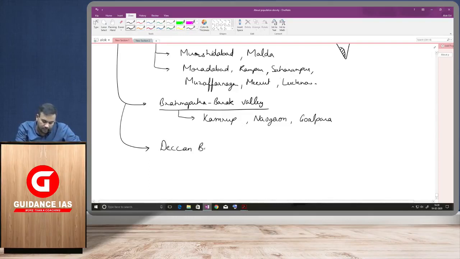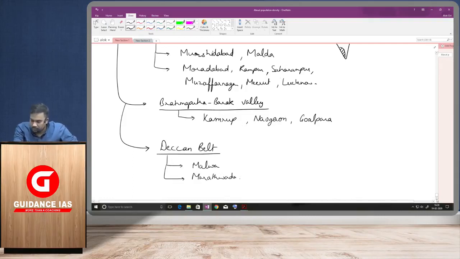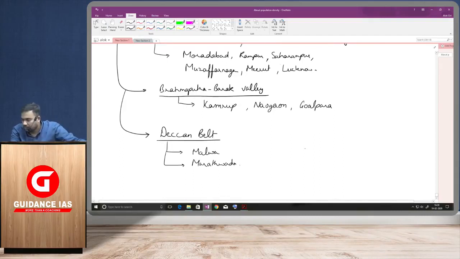Deccan belt. So in the Deccan belt, a number of places are there. Like for example, one important area of Madhya Pradesh, Malwa region. It has spread in Maharashtra. It has been in Marathwada region. So, for example, places like Ujjain is one of the areas where it has spread. In Marathwada region, places like Aurangabad, Akola, where there is high concentration.